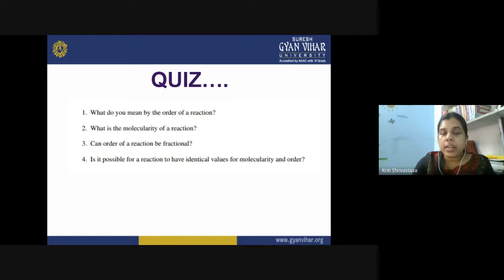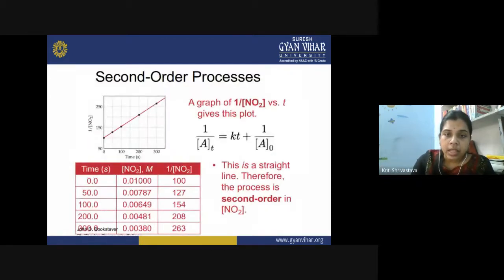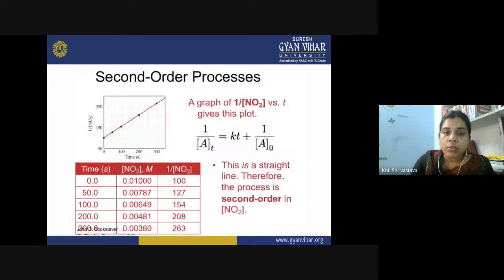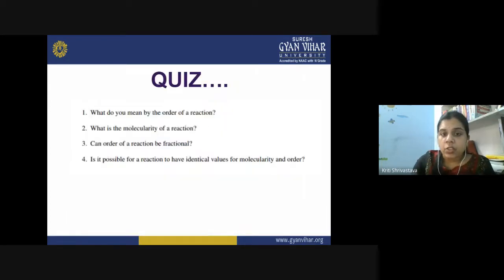Another thing, you can go for a comparison between the order of a reaction and the molecularity of a reaction. Here you can establish how a unimolecular reaction can have a second order process, like we have seen in the previous example. This is a unimolecular reaction, but if you find out the order of the reaction, you come to know that this is a second order process. So you can compare the molecularity of the reaction and the order of the reaction.